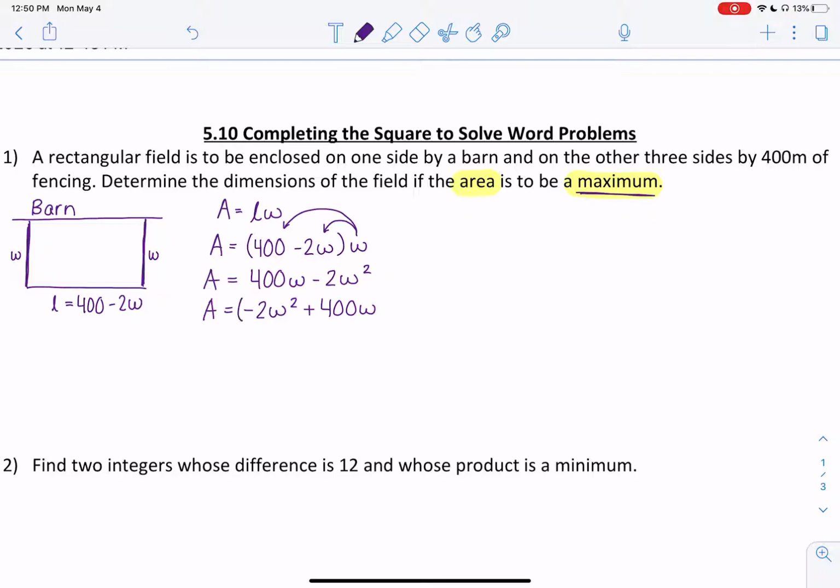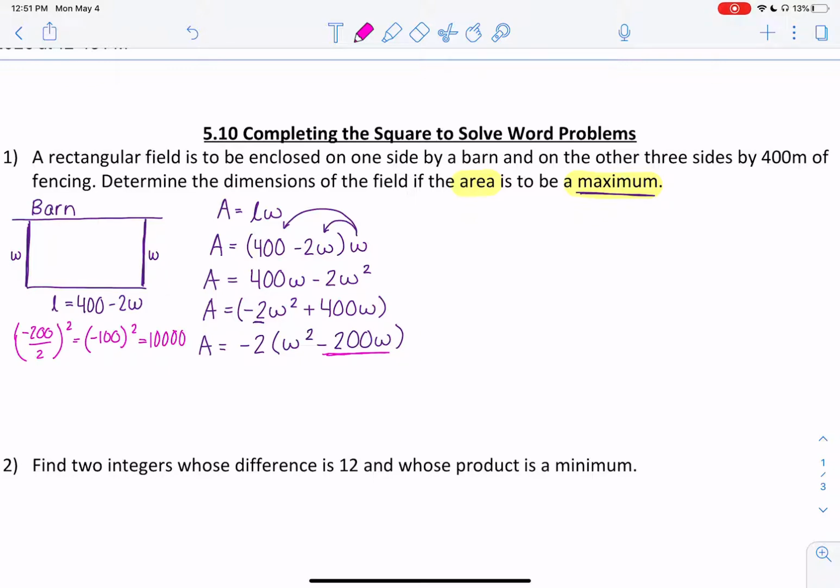So remember, we put our brackets around our first two terms, and we factor out the coefficient in front of the W squared. So factor out that negative 2, we're left with W squared minus 200W. And now I need to find that magic number that's going to turn this into a perfect square trinomial. So I use this one. I have negative 200 divided by 2 all squared. So we have negative 100 all squared, and that will give us 10,000.